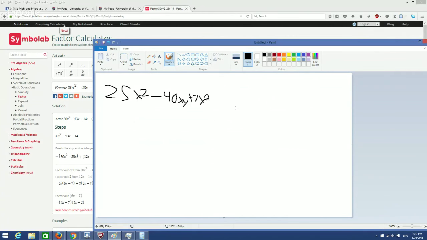Does it have an option to say this one is prime? Yeah, it does. Click that one. It is not prime, which means I made a mistake somewhere. All right, let's try this again.